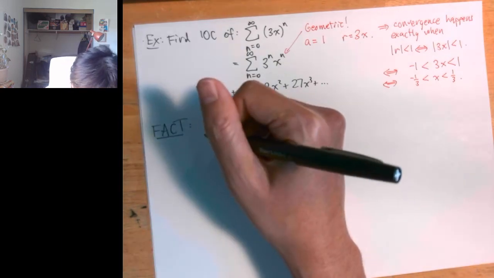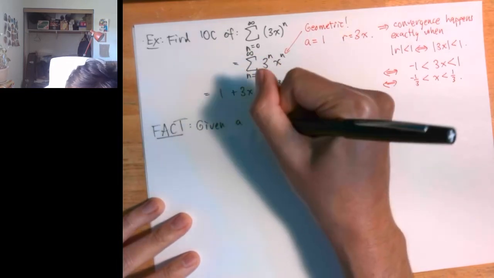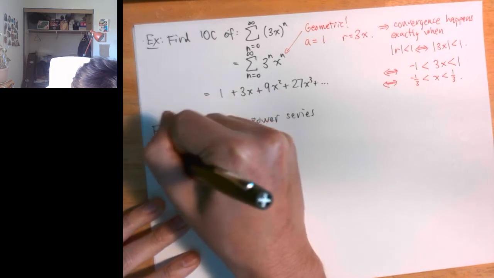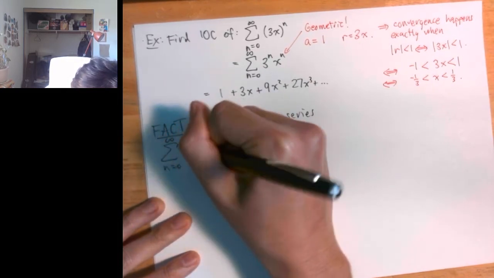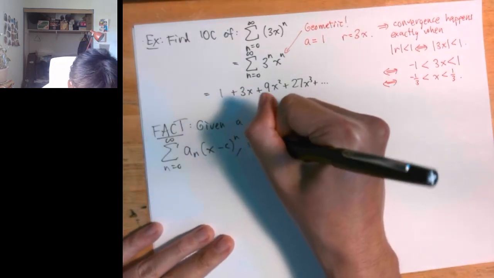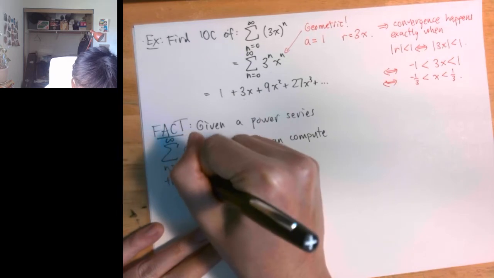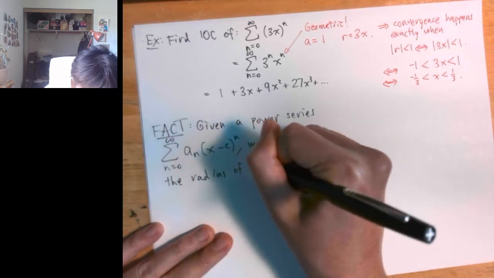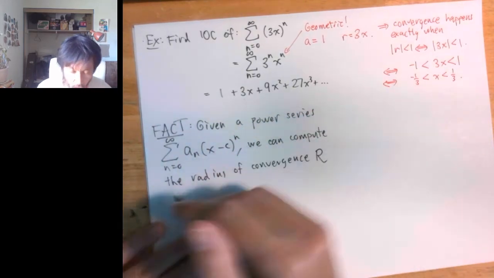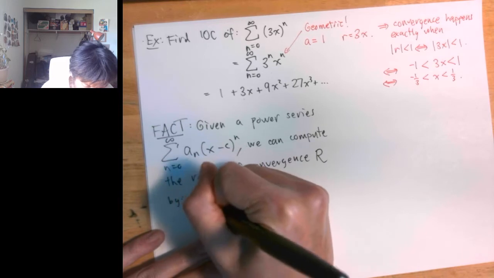I think so. So, given a power series, the sum from n equals 0 to infinity of a sub n times x minus c to the nth power, we can compute the radius of convergence, R, the ROC, by the following fact, or the following calculation.